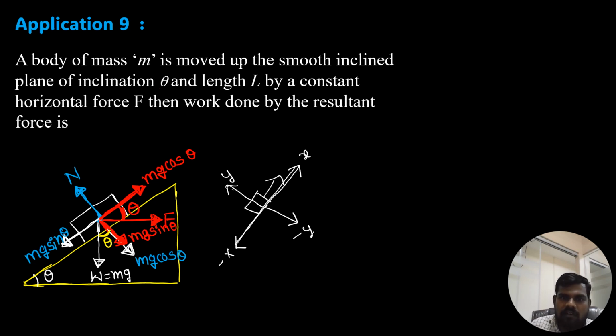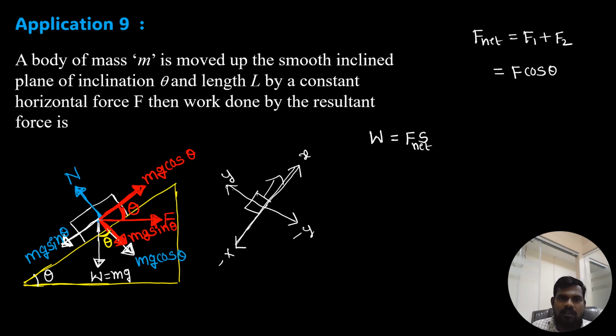Now I will take the formula. Work done, W, is equal to force into displacement. This force is nothing but the net force, the total force. So how much total force is acting? F net is equal to F1 plus F2. So here F1 is nothing but I will take F cos theta.